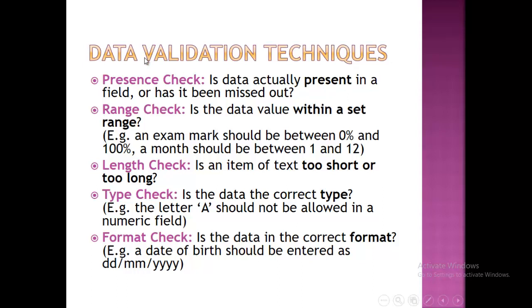That's a range. Length check. Is an item of text too short or too long? If you've got to put certain words in and it's too short, like your password must be 8 characters. If you only put a 7-character password in, it's going to say your password is too short. It must be 8 characters or longer. Type check means that column will either have numbers in it or alphabet. If you go and put numbers in an alphabet, then it'll say, sorry, this only requires alphabet, does not require numbers. Format checks, normally a date. So these are the different types of validation checks. It's important. It will be an exam question.